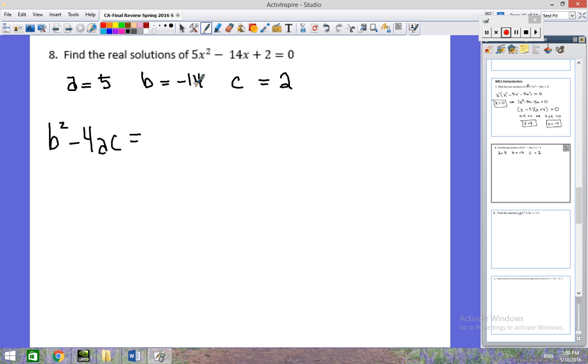B squared, if we take negative 14 times a negative 14, I think that we get 196. I'll check that in just a second on a calculator. Sometimes my arithmetic skills are not what they should be. Minus 4 times 5 times 2.